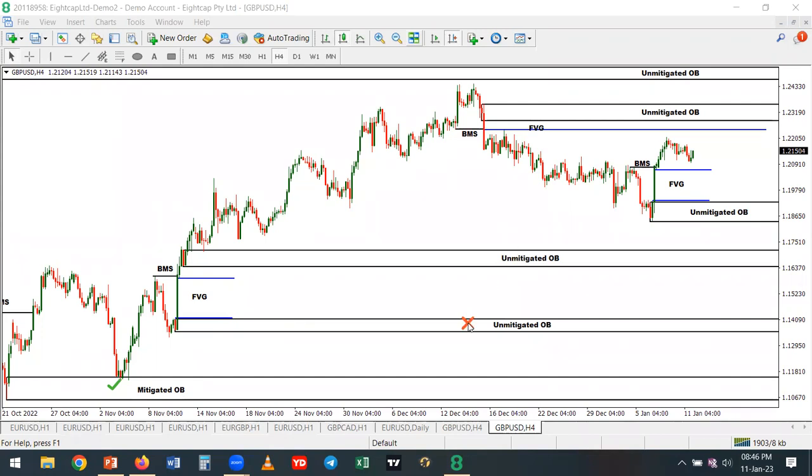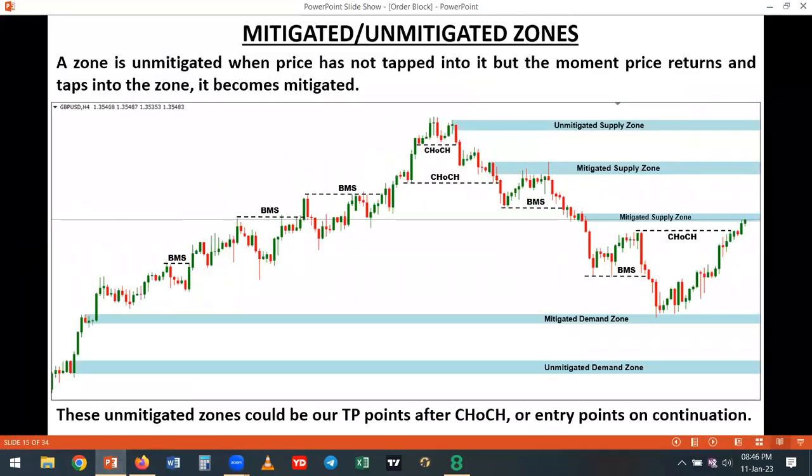That means we are expecting price to return to it. This is unmitigated, so we are expecting price to return to it. This is also unmitigated. We are expecting price to get to it. This is also unmitigated. We are expecting price to get to it. All right. A mitigated order block is an order block that price has returned to. An order block that price has not returned to is an unmitigated order block.